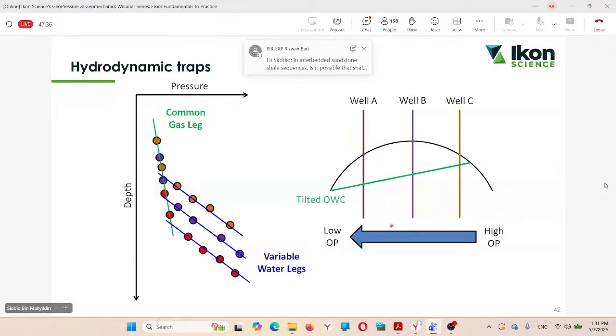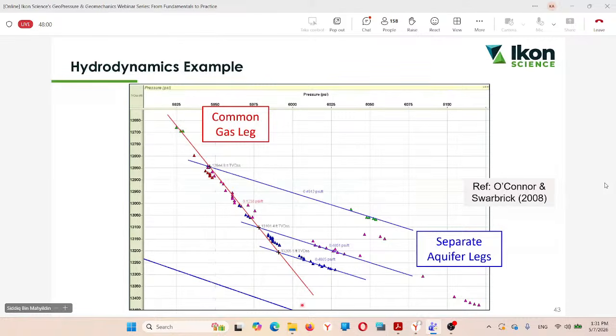So for example, if you want to drill a well between well A and well B over here, you will see that for your gas leg, the gradient over here is fine. You will have the same gradient. You probably can come up with what could be the pore pressure depending on the data that you get in well A and well B. It could be equivalent, but for the water part, it will read differently. And this is exactly the same example from this study by O'Connor and Swarbrick.